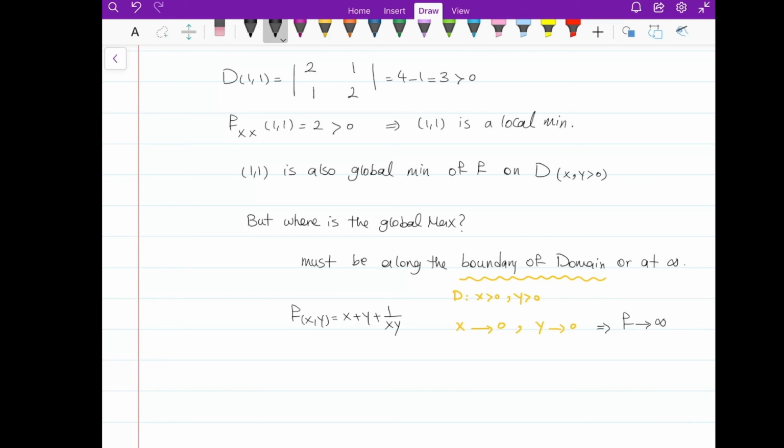How about at infinity? At infinity, when x goes to infinity, or y goes to infinity, the fraction would be 0, but again we get infinity in here or infinity in here, which means that when x goes to infinity and y goes to infinity, the function also goes to infinity, which means that there is no global maximum.